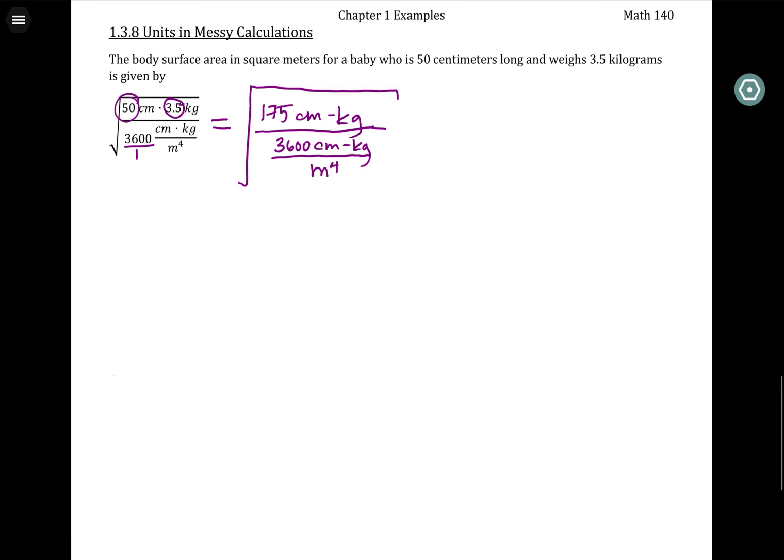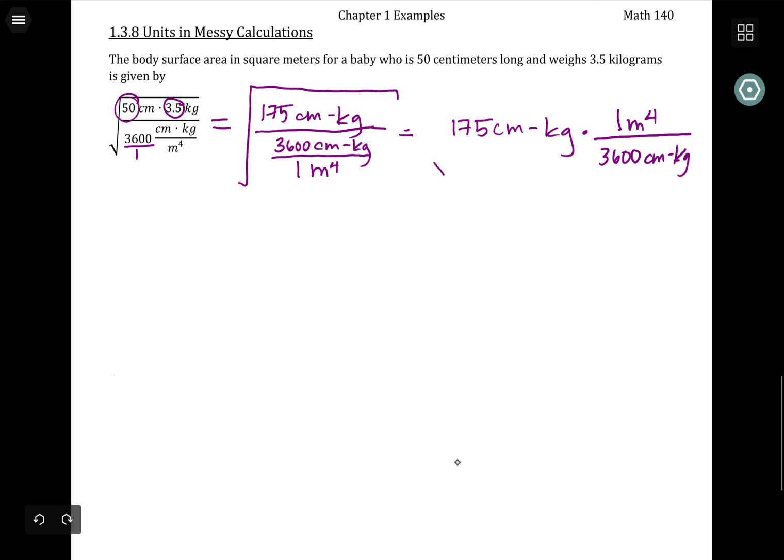So I am dividing by a fraction. I think the next thing I'm going to do is rewrite that as multiplication by the reciprocal. So I'm going to multiply by 1 meter to the 4th divided by 3,600 centimeters times kilograms. And that's still all under the square root.